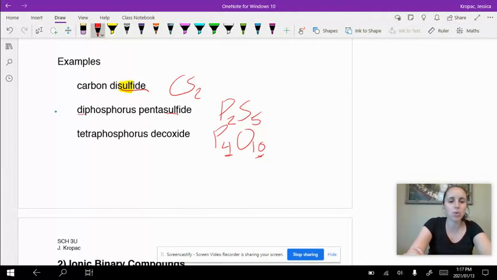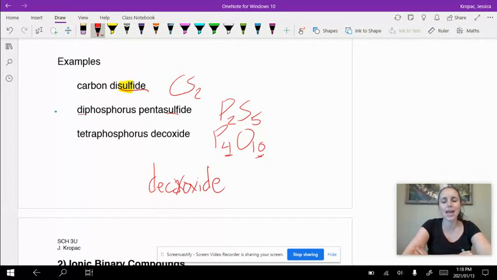The other thing I want to point out is I didn't call it deca oxide. I had 2 vowels together, so I went ahead and dropped the A to just say dec oxide. So you're going to see that a lot. Anytime that you have 2 vowels together, you're going to drop the A and leave the other vowel there. Tetraphosphorus dec oxide. So that's it. That's molecular compounds. That's not too bad, right?